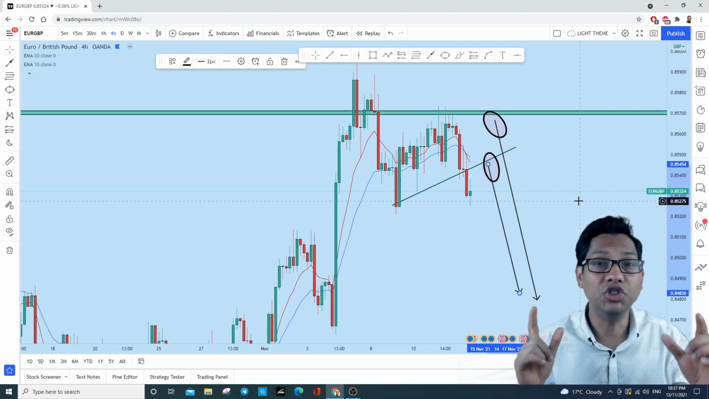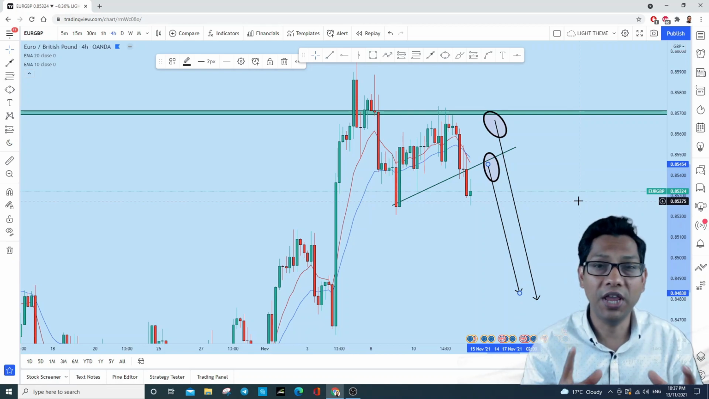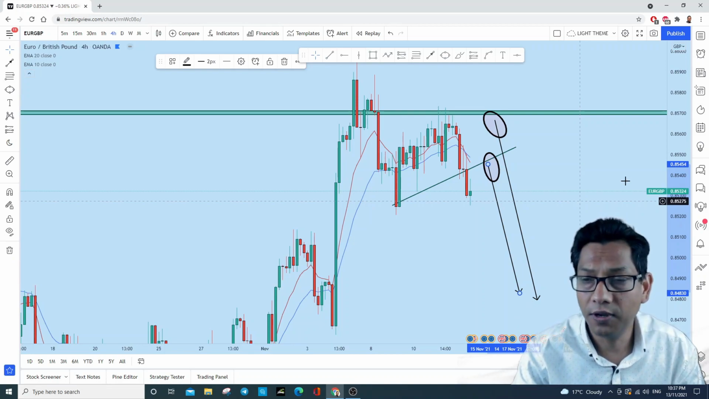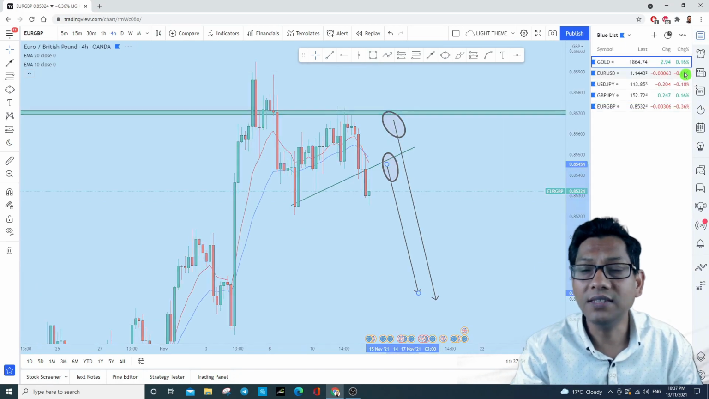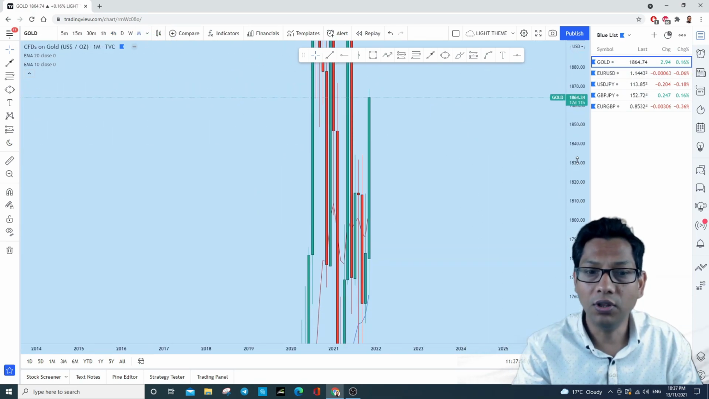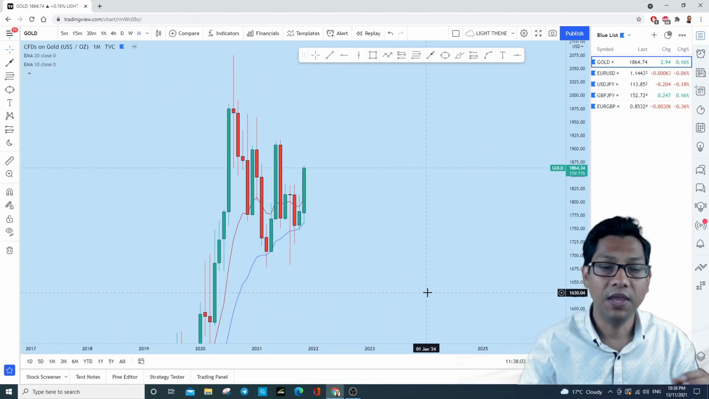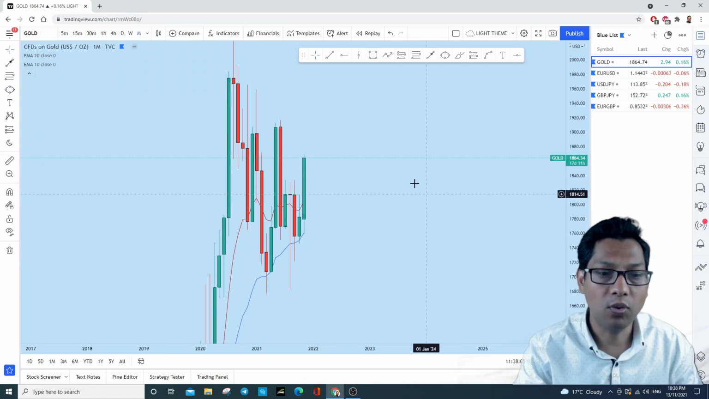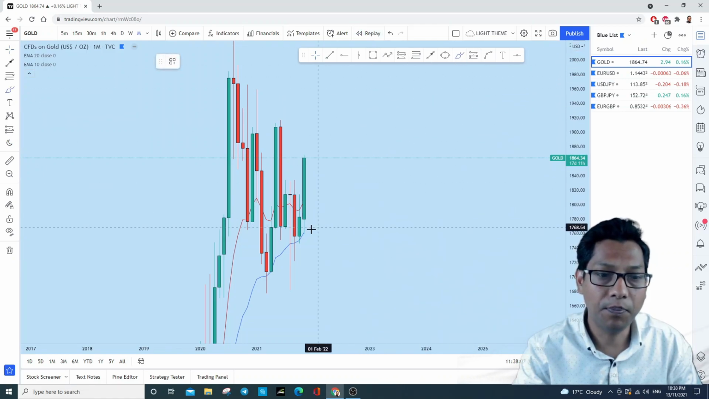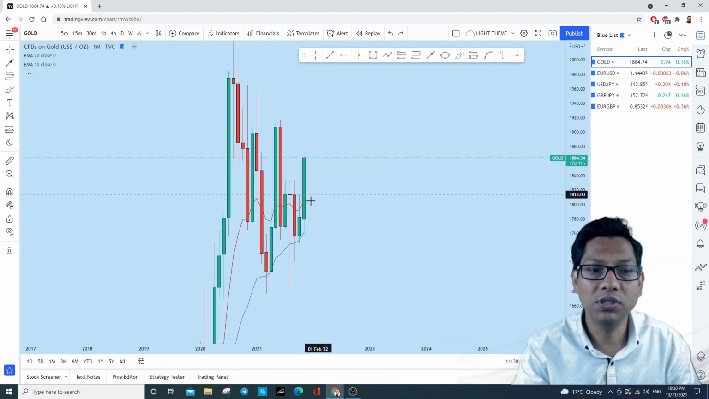Now let's jump on to gold, how it might behave in the new trading week. Now let's start with monthly as usual. On the monthly, gold is in a bullish run. Now let's see back to back what we see after these previous months, this bullish candle. Now what do you see this month?